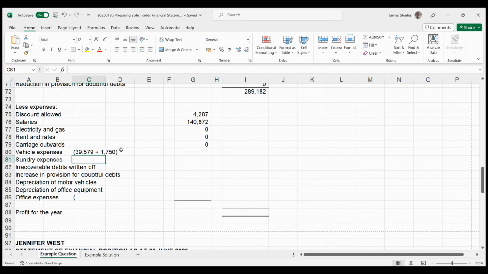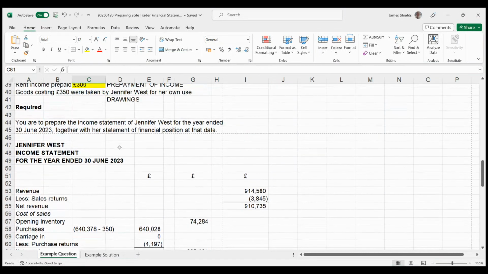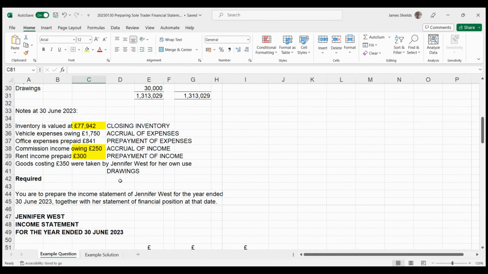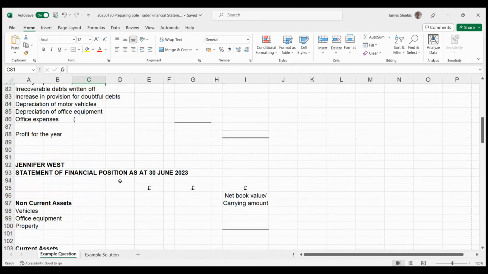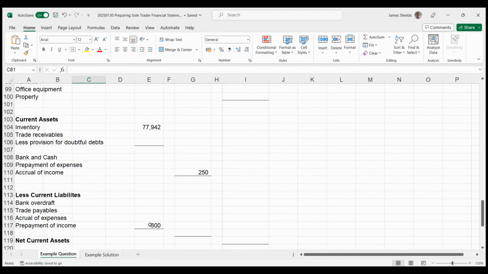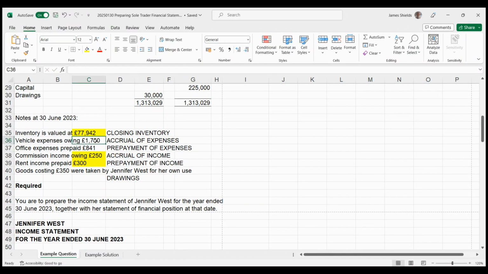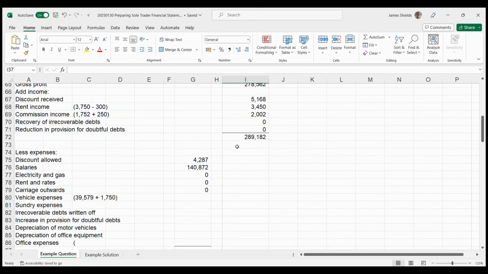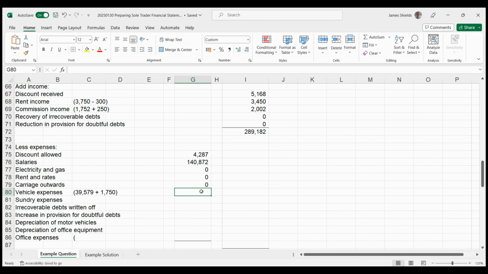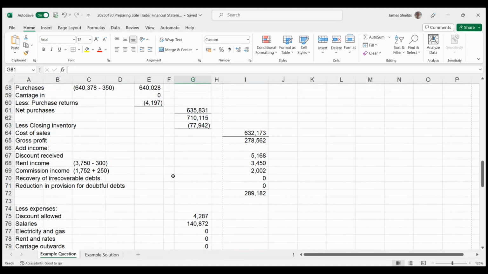Now, whilst we're starting at 1750, that was the amount owing, so it's the accrual of expenses. So 1750 goes in accrual of expenses in the statement of financial position. So I can highlight my 1750 because that's now been dealt with. I can now work out the vehicle expenses. So it's 39579 plus 1750, which gives us 41,329.